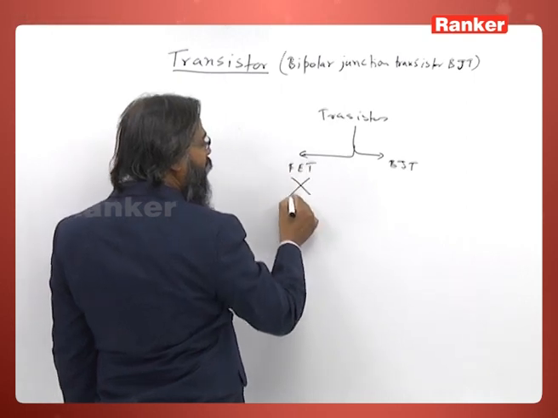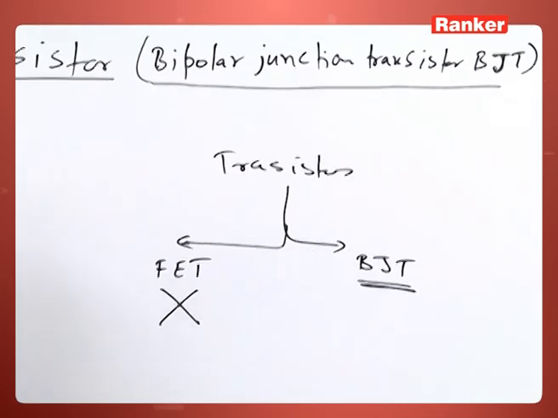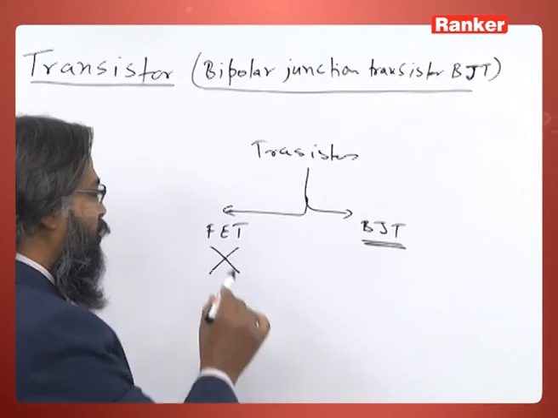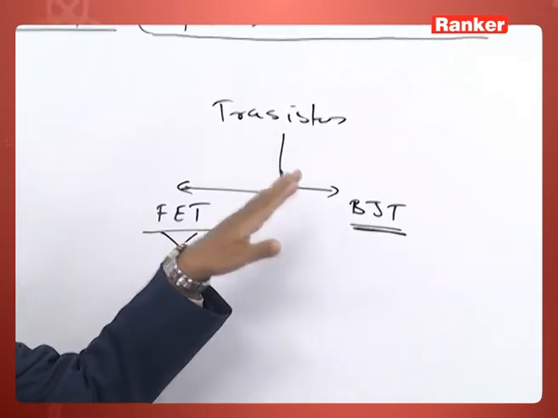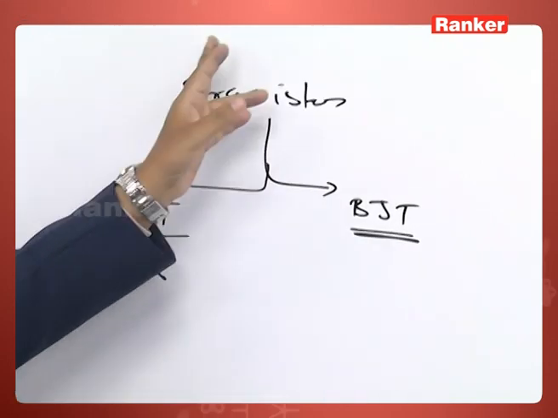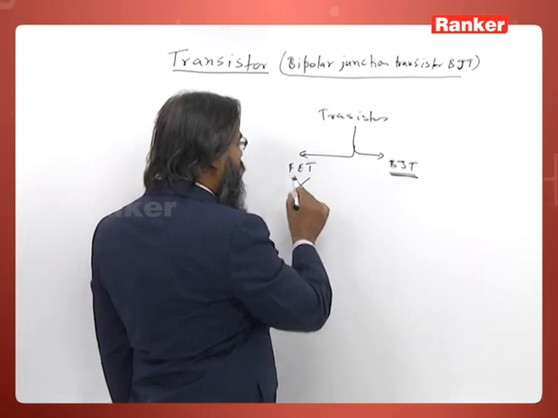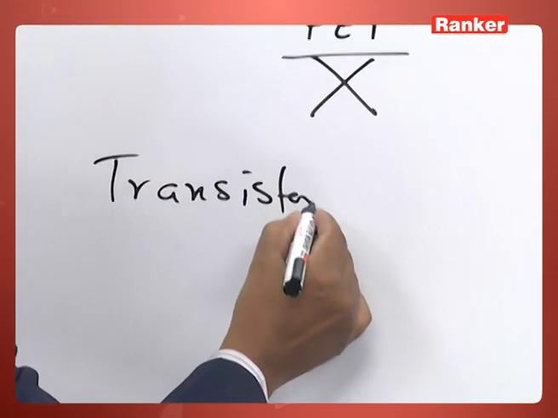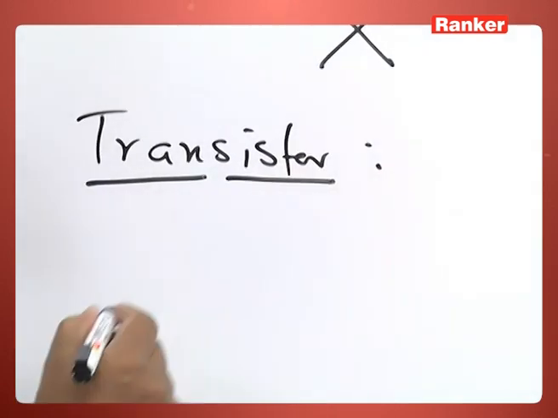This is not in our syllabus, you will learn it in engineering. What we have to learn here is BJT, that is bipolar junction transistor, in short BJT. The other is the field effect transistor, which is not in our syllabus. So, we are going to learn only about BJT, the bipolar junction transistor.